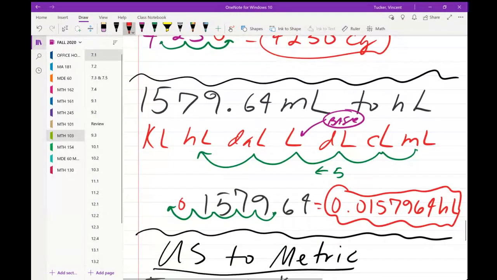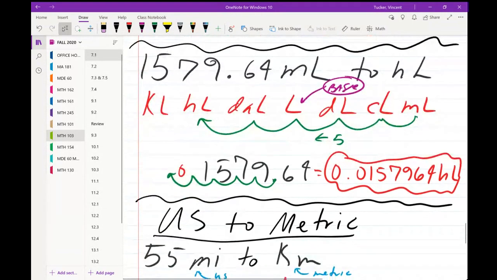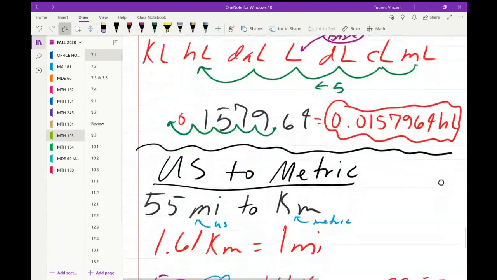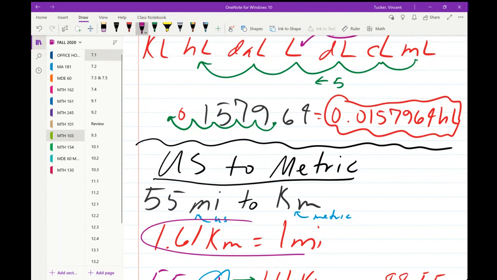All right. One more before we go to 7.2. Up to this point, we've converted while still in metric. Now, if we want to go from U.S. to metric or metric to U.S., you would need a conversion factor like we did earlier. So 55 miles to kilometers. The 55 miles is U.S. The kilometers is metric. Once again, you can find this conversion factor anywhere. We got 1.61 kilometers is equal to 1 mile.